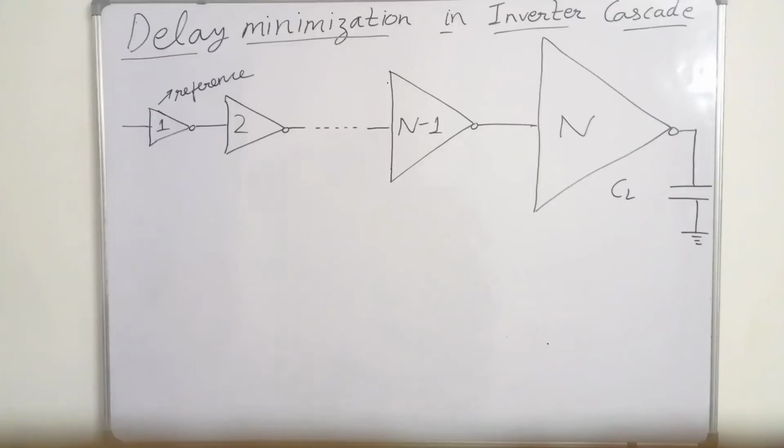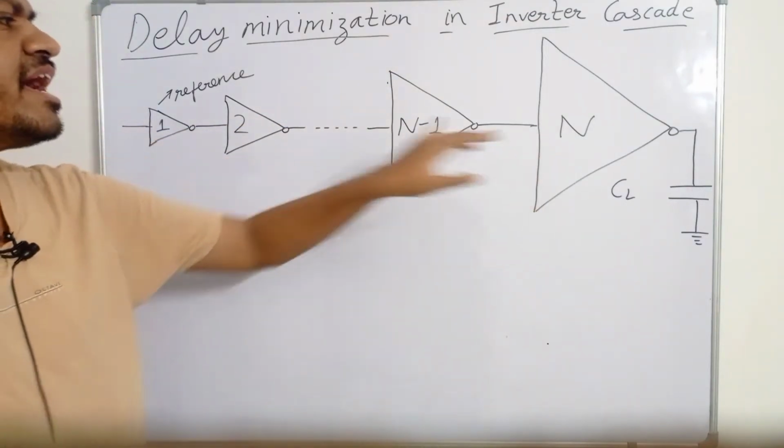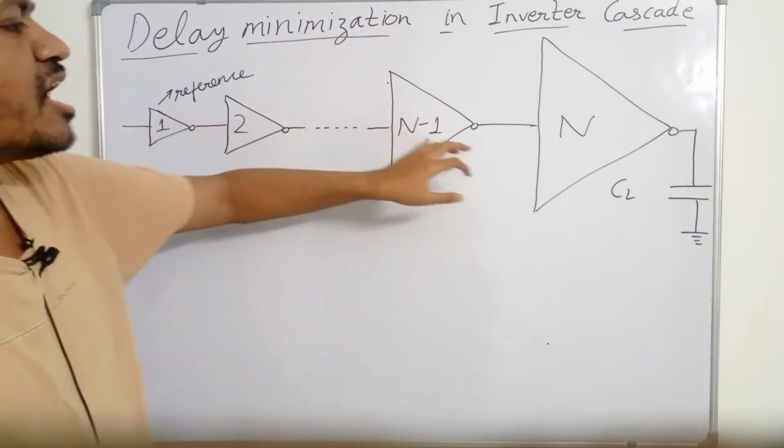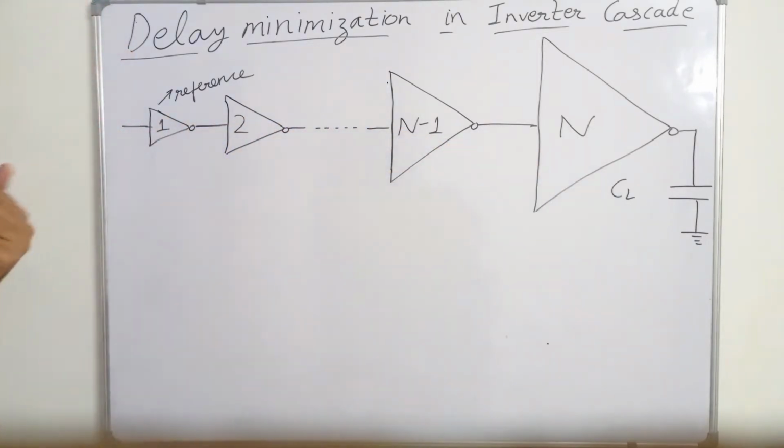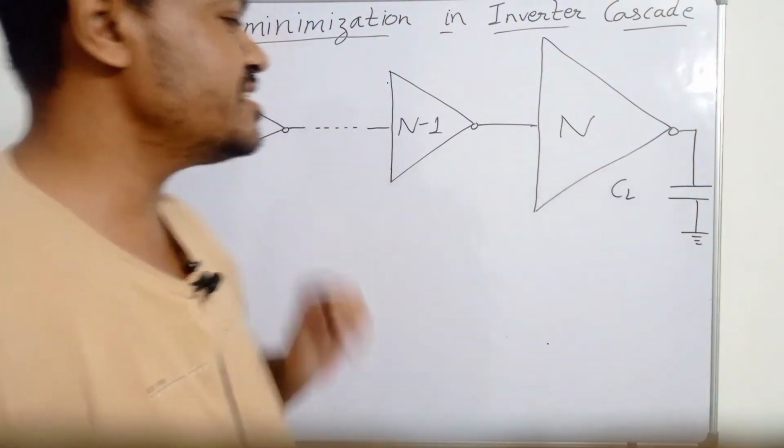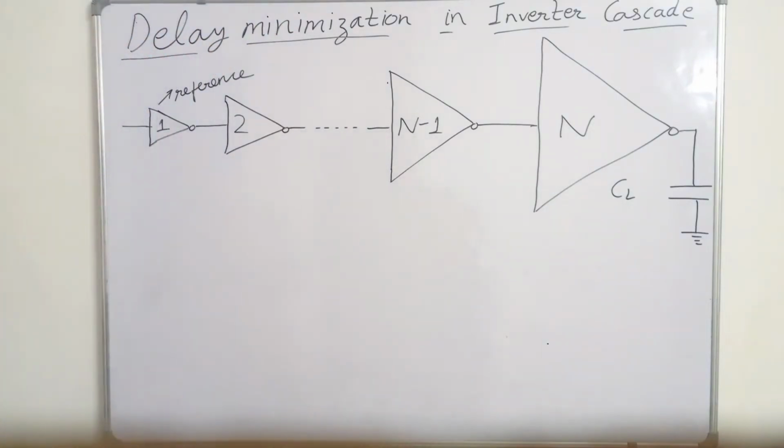So in this video we will look at the concept of delay minimization in inverter cascade. We have n inverters, 1, 2 up to n minus 1, n. So there are a total of n inverters and a large load capacitance CL. This load capacitance is very large and it is driven by these inverters.